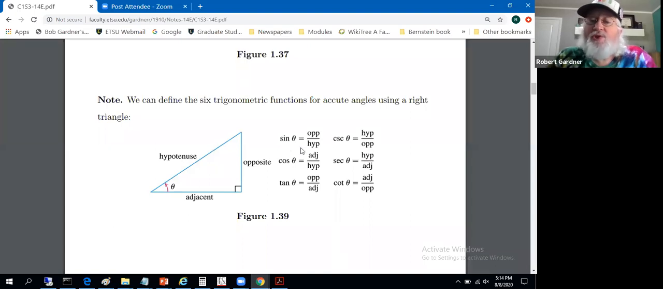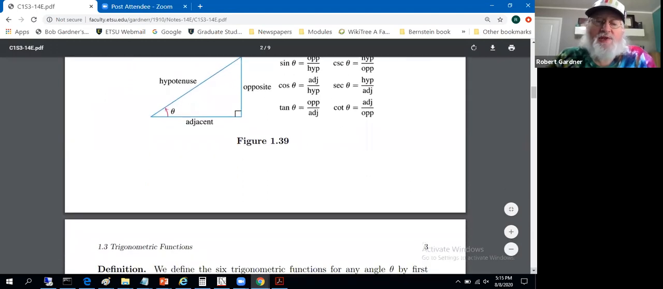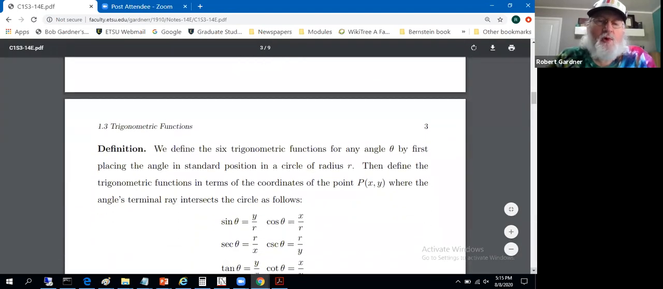So we'll get a relationship that 1 over sine theta is cosecant theta. Secant theta is hypotenuse over adjacent. Well, cosine is adjacent over hypotenuse. These are reciprocals of each other. Cotangent of theta is adjacent over opposite. Well, that's a reciprocal of tangent. So each of these three is a reciprocal of these three respectively. And you've dealt with relationships between trig functions before.